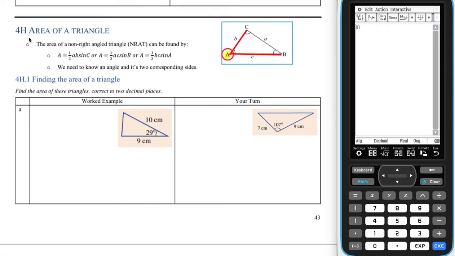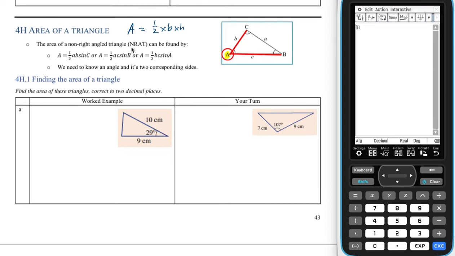In today's video, we'll be looking at the area of a triangle, specifically a non-right angle triangle. We already know the area of a right angle triangle is A is equal to half times base times height, or half BH. Now today it's different.